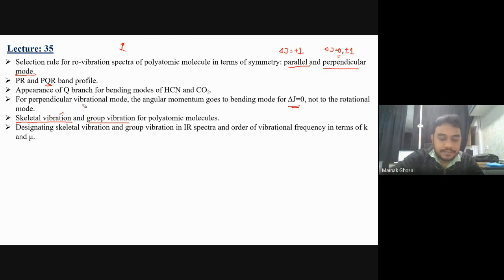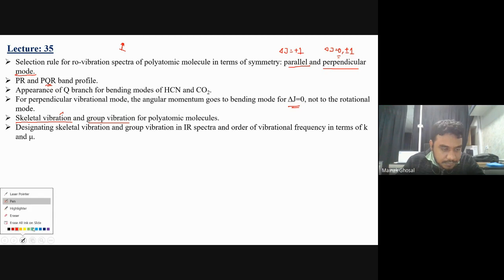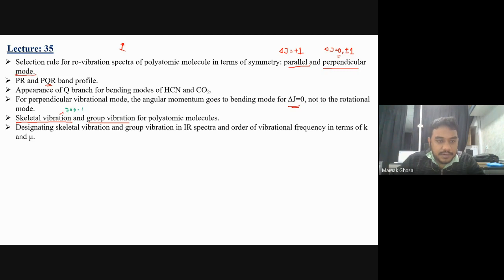Writing it again: the skeletal vibration occurs at nearly 700 to 1,400 cm inverse. And group vibration generally depends on the group that is present. It generally happens from about 1,500 to almost 4,000, 5,000 or so. I'm just writing 4,000, but that doesn't mean above 4,000 it is not possible.